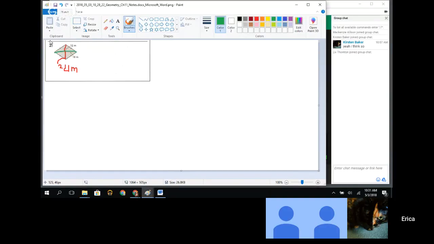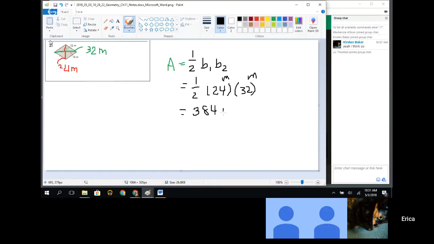The distance from here to here is 18 meters times 2, which is 36 meters. And so the area is going to be 1/2 the first diagonal times the second diagonal. So it's going to be 1/2 times 24 times 32. I need to add my meters in. And if I do my multiplication, I end up with 384 meters squared. So that is the area of my kite.